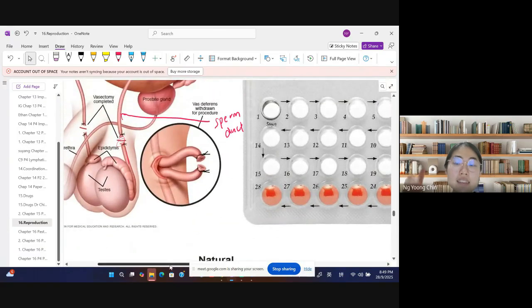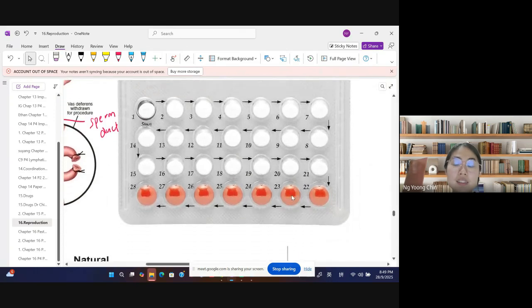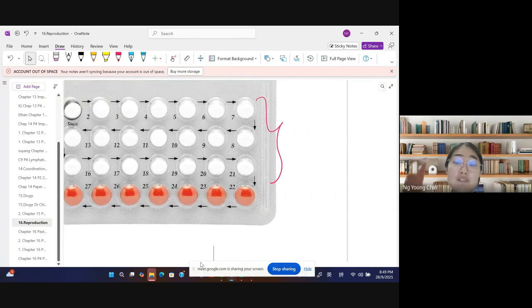And then this is the contraceptive pill. You take this pill for about a month, from the first day to day 28. Inside this contraceptive pill, they contain progesterone or estrogen. So it helps to maintain a very high level of progesterone or estrogen in the body. By this, you can prevent the production of FSH and LH again.